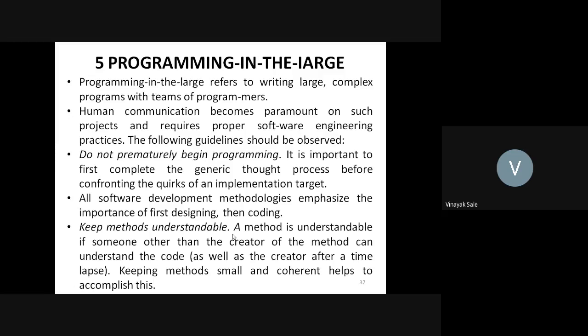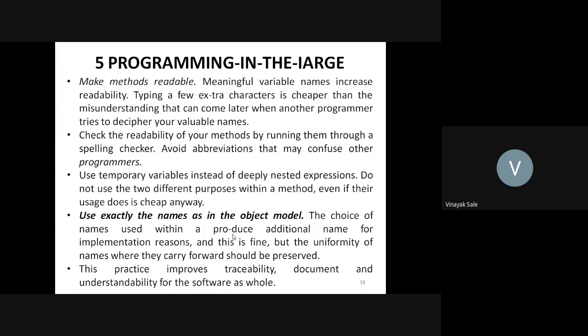A method is understandable if someone other than the creator of the method can understand the code as well as the creator after a first-time lapse. Keeping methods small and coherent helps to accomplish this. Methods are readable. Meaningful variable names increase the readability.